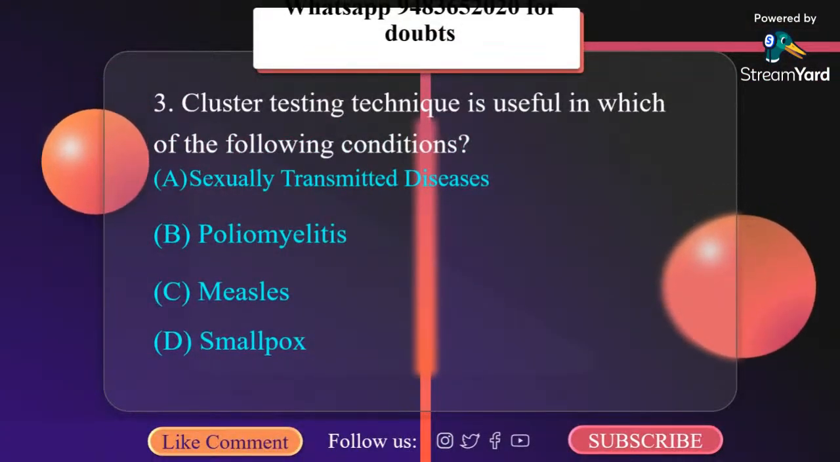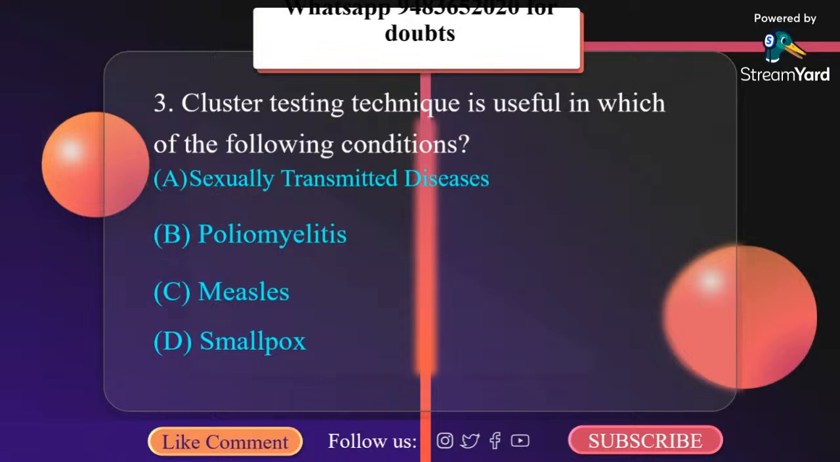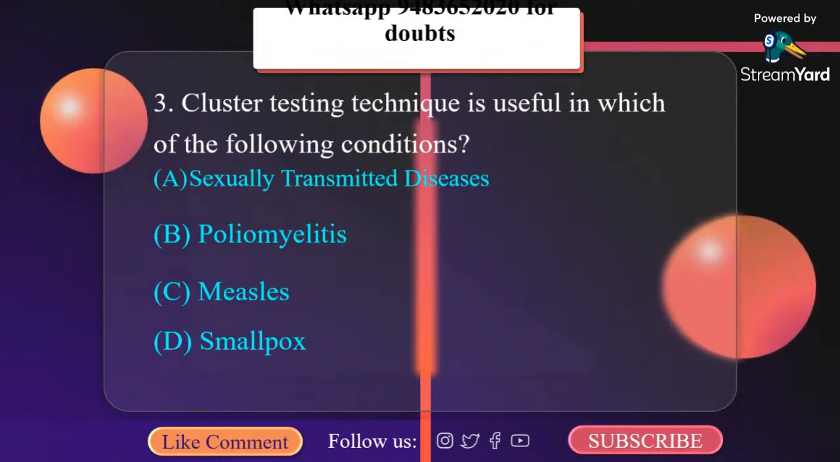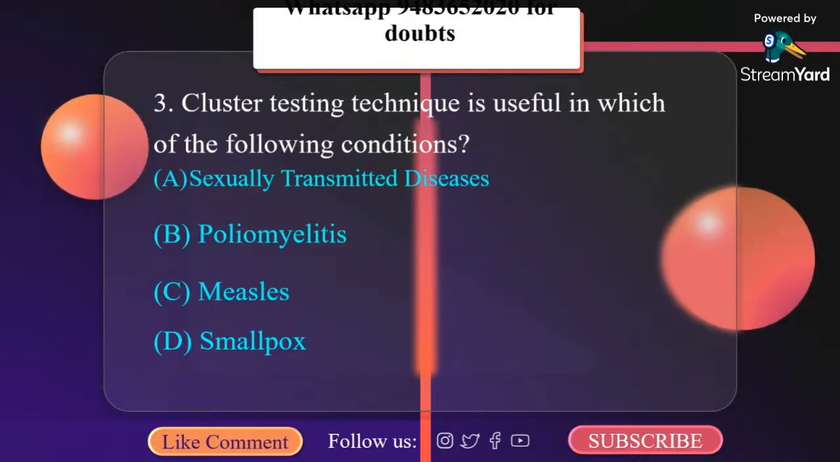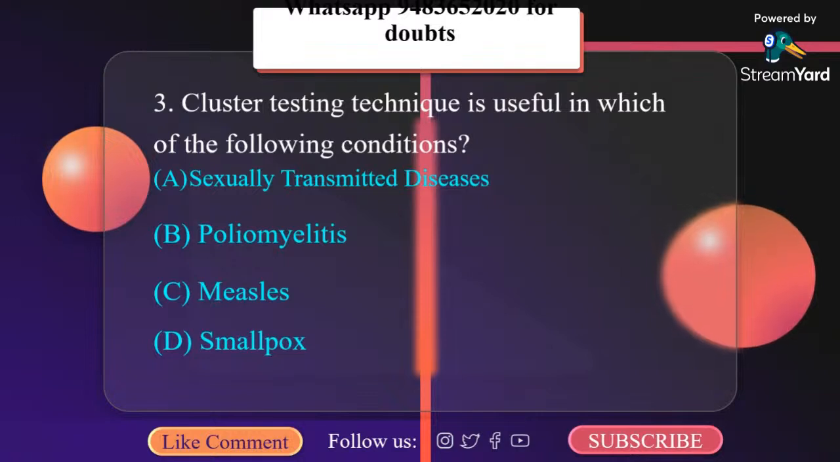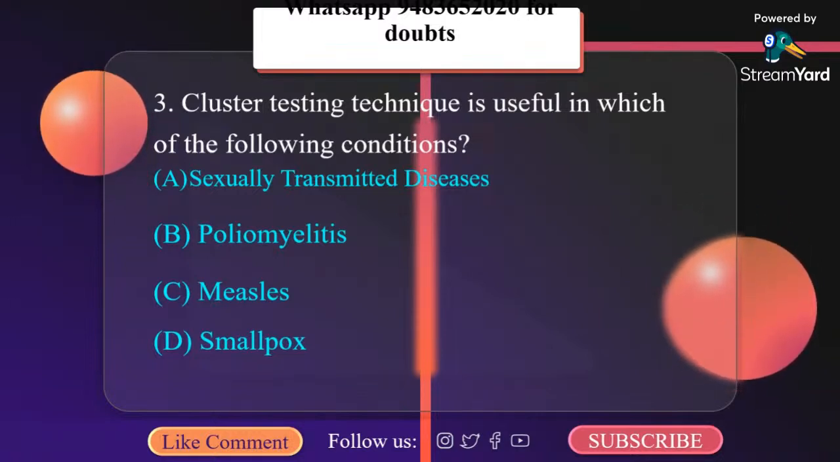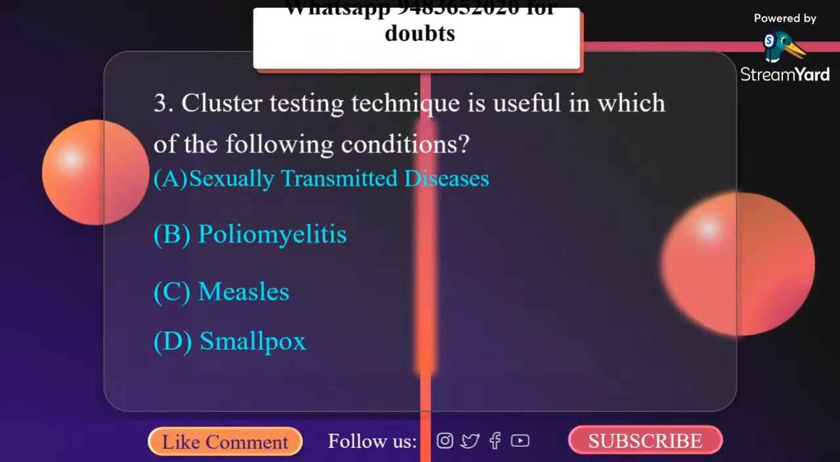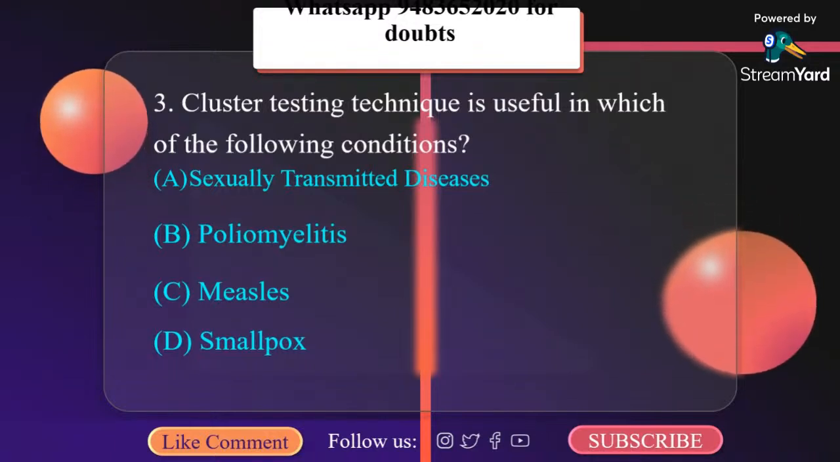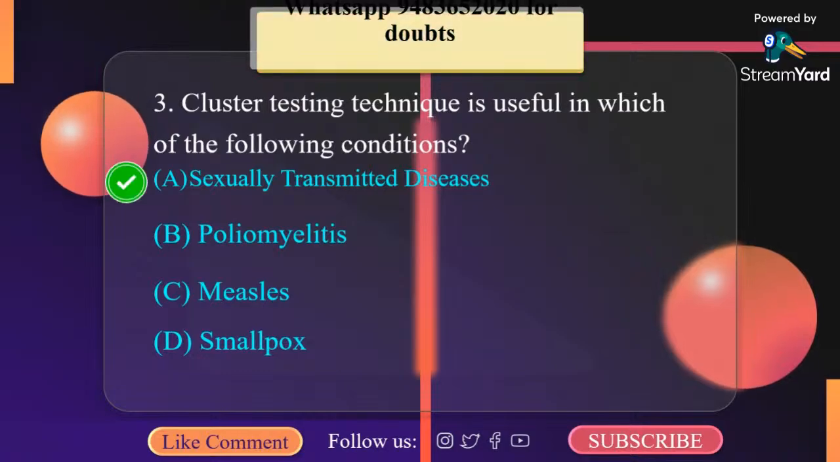Cluster testing technique is useful in which of the following conditions? A. Sexually transmitted disease, B. Poliomyelitis, C. Measles, D. Smallpox. So it is sexually transmitted disease.